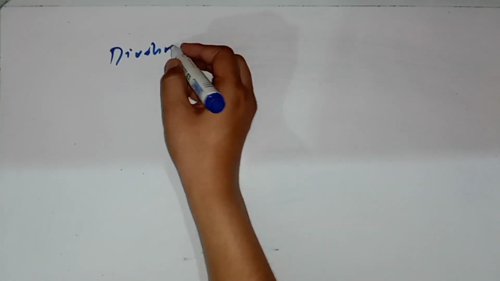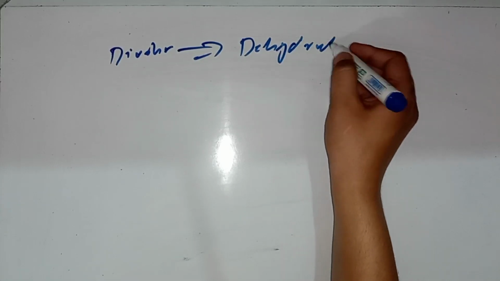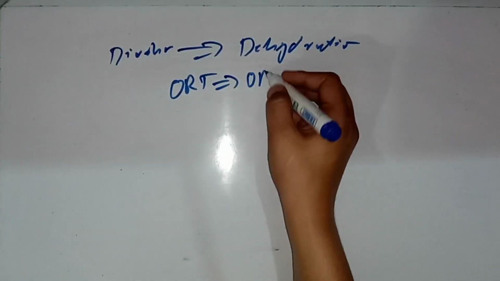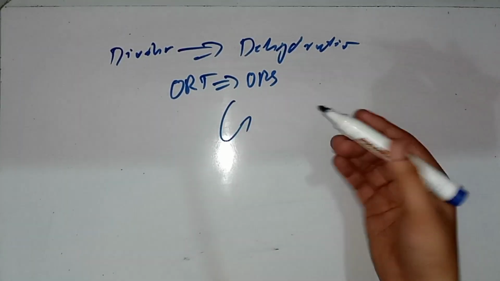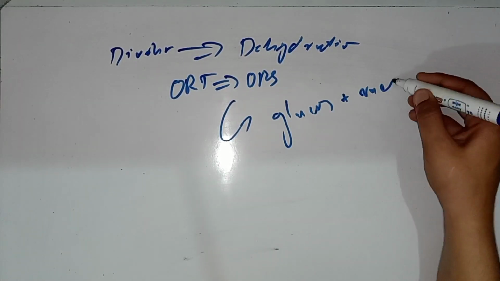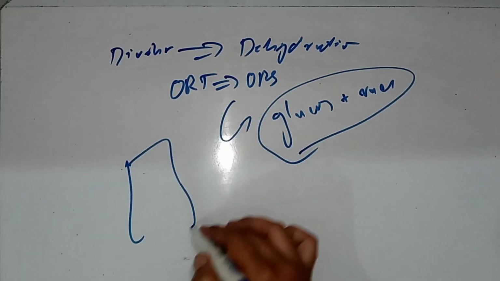Another concept which we need to know here is whenever there is diarrhea, there is dehydration. So to counter this dehydration, oral rehydration therapy is done, in which ORS are given, and they are usually given in the form of glucose plus NaCl. So what happens? Glucose and NaCl both go to the intestine and intestinal cell.